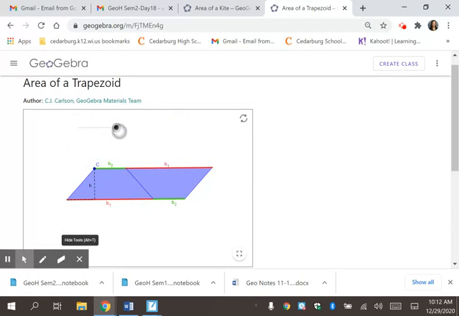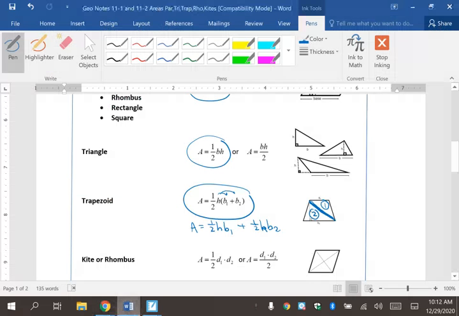You can think about this as two trapezoids, and I am going to make it into one parallelogram. So you can think of this as base 1 plus base 2 times the height, but you have half of that because we only have half of the parallelogram. Or you can think of it the way I explained it in the notes as two triangles added together.